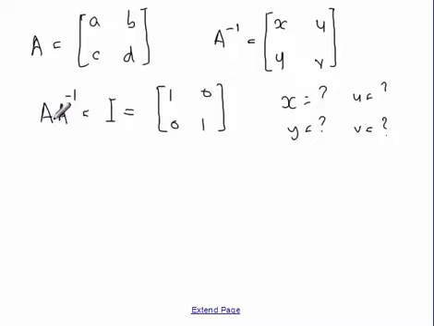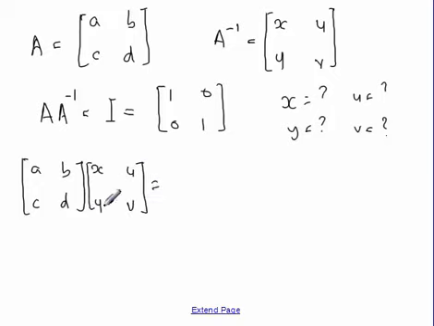Let's do exactly what this is saying. It's saying A, B, C, D. And then here, it's saying X, Y, U, V. Equals 2 by 2 multiplying 2 by 2, result 2 by 2. Then 1, 0, 0, 1. Multiply matrices, we now know how to multiply matrices.